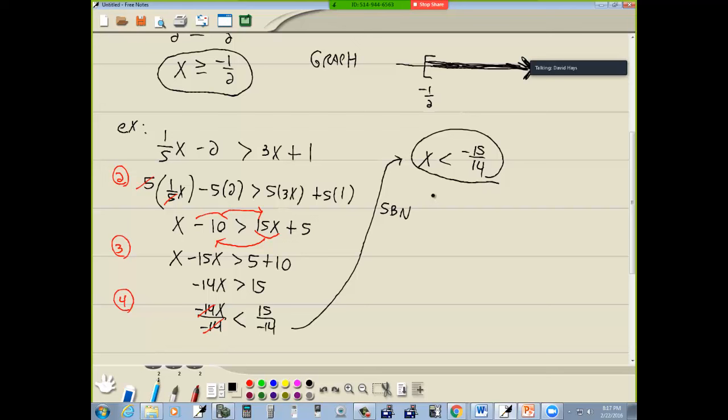We had our set builder notation, which has curly brackets, x with a vertical bar, and then whatever your answer was.